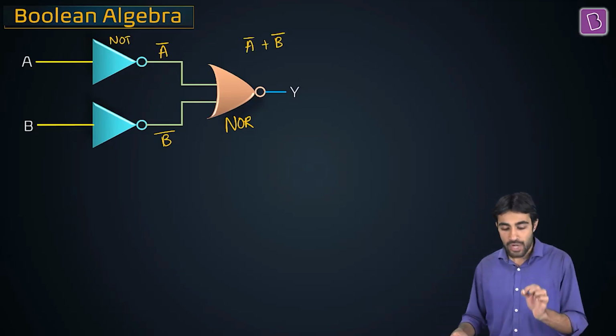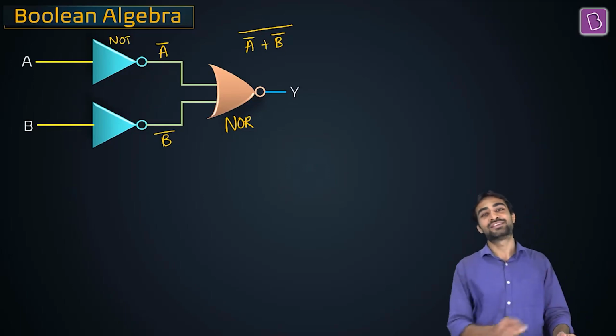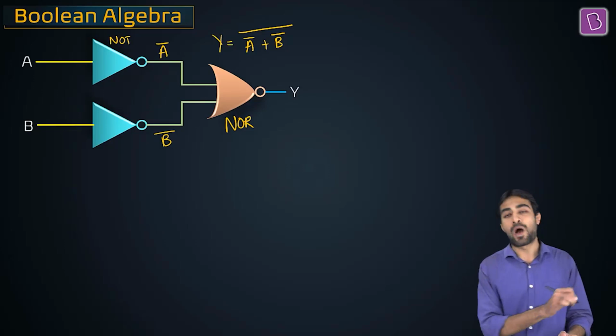But this is not an OR gate. This is a NOR gate. So this will be reversed. Yes. So this is our final output. This is final output Y.